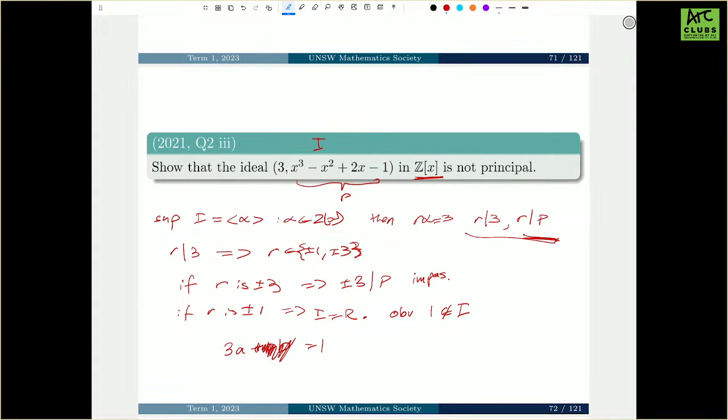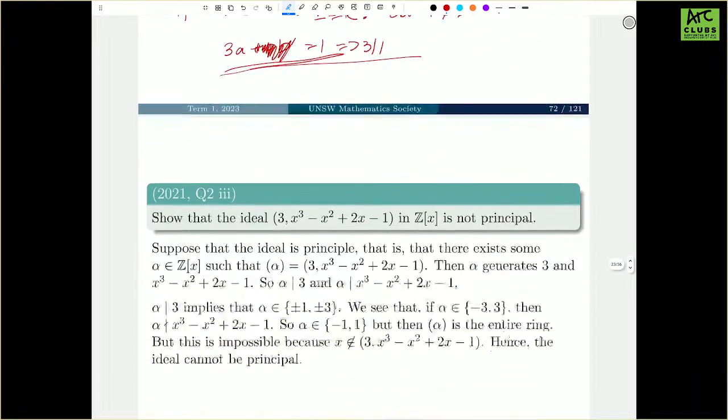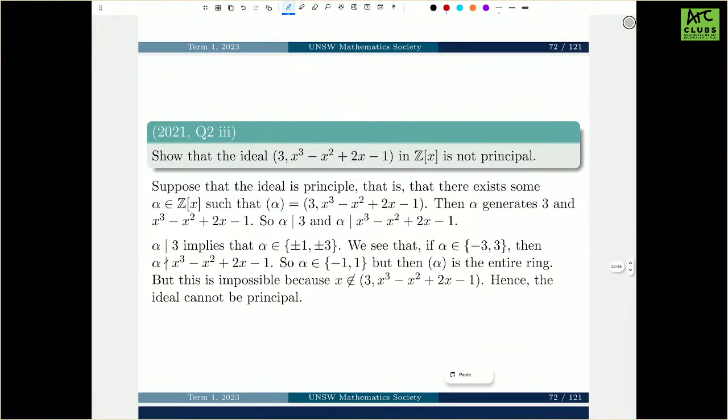But then we get that 3 would divide 1. Impossible. Okay, yeah. Obviously 1 is not in I, otherwise it would imply that 3 is invertible, but not in this ring, because we're just dealing with integers. Yeah, 1 over 3 is not in our ring. Yeah, here's the proof.